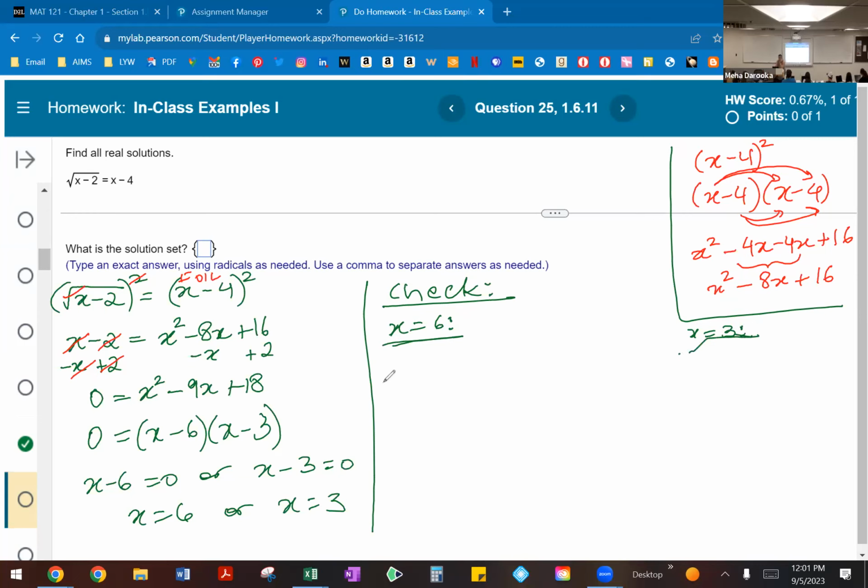So going back to our original equation. We have square root of x minus 2, so of course if I'm using 6 as my x value, that will become square root of 6 minus 2, equals x minus 4, which will again become 6 minus 4. So the idea is, can my left-hand side match my right-hand side? On the left-hand side where you have the square root of 6 minus 2, what will that simplify into?